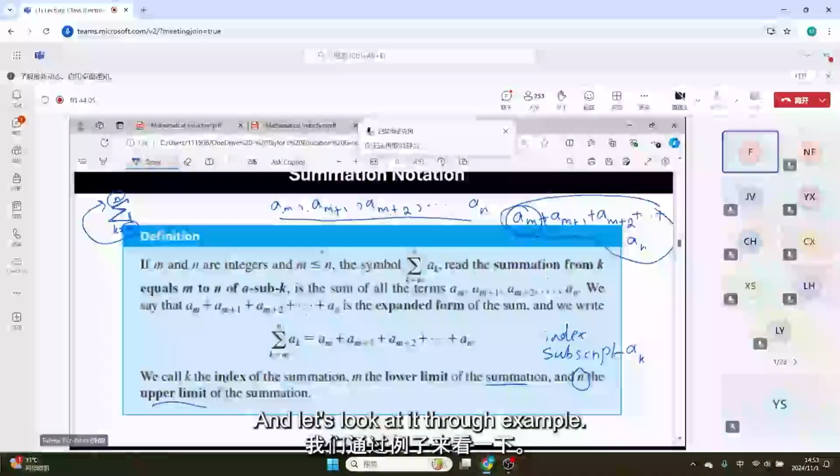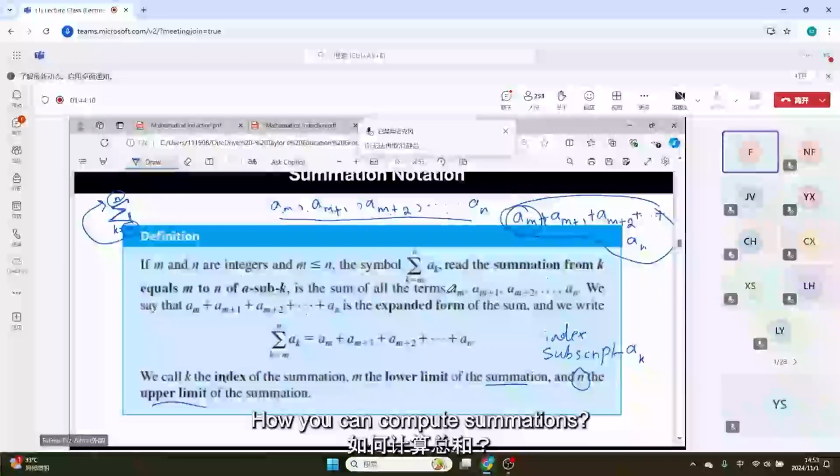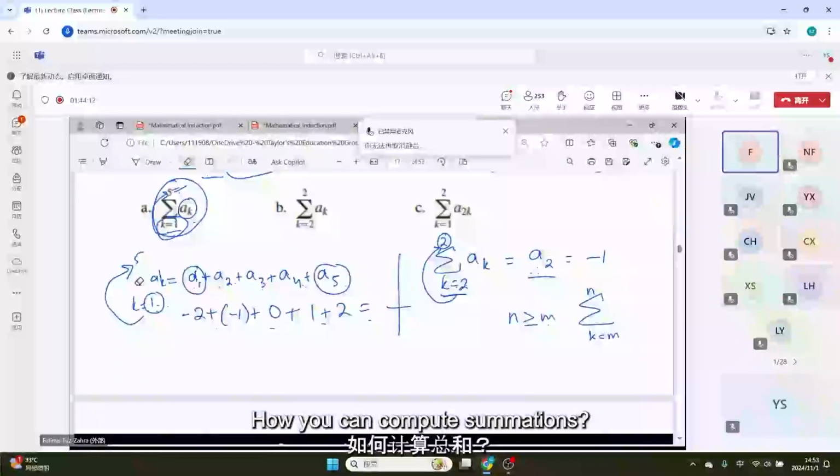And let's look at it through an example. This I showed you. I'll go through it again. How you can compute summations.